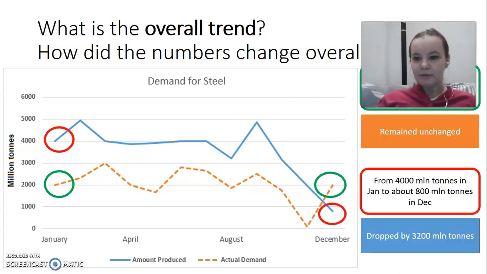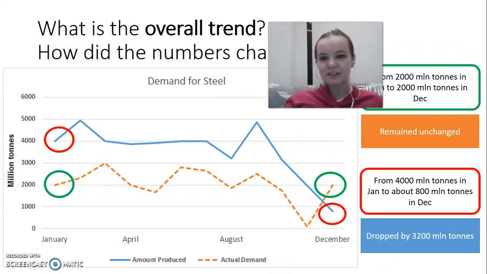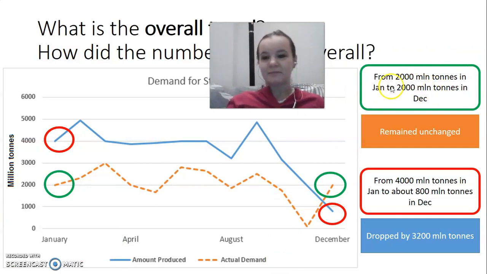So here is what we have. The yellow line, the actual demand, remained unchanged overall, and the amount produced dropped by 2,200 million tons overall. So that's the overall trend.